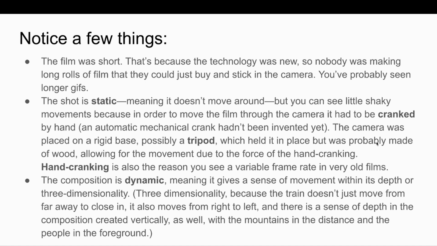And if you're a filmmaker and you're working with a person who's cranking the camera maybe for the first or second time ever, they're probably not going at a consistent speed, right? And it's probably very hard to do. The composition is dynamic, meaning it gives you a sense of movement within its depth or three-dimensionality. Three-dimensionality because the train doesn't just move from far away to close in or from the side, it also moves right to left, right? So there's a sense of depth in the composition created vertically as well, with the mountains in the distance and the people in the foreground.